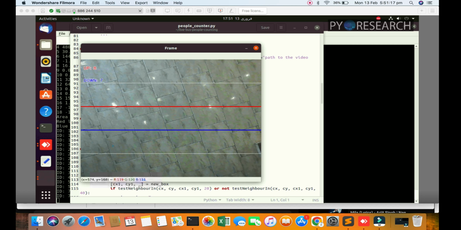Up means in, down means out. Okay, it depends on you what you want to use. It's your logic. Okay, so we are going to do a real-time deployment of a computer vision project on the office side.